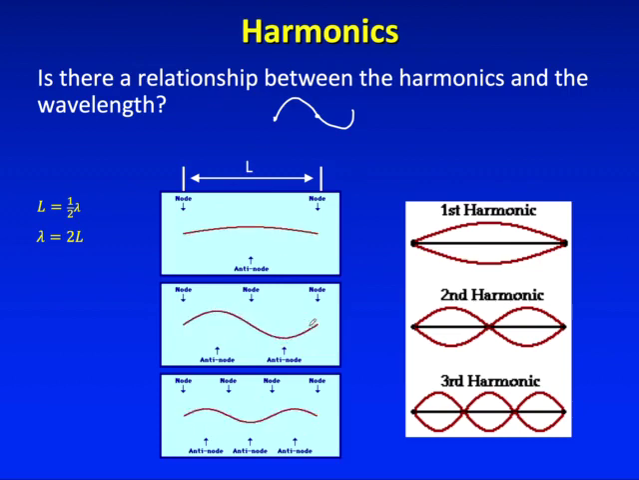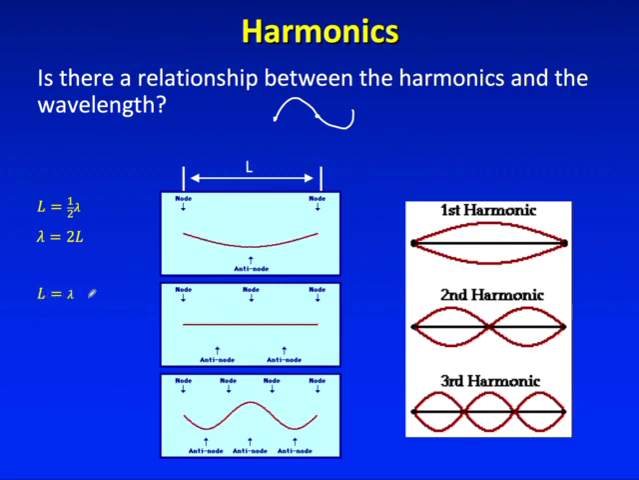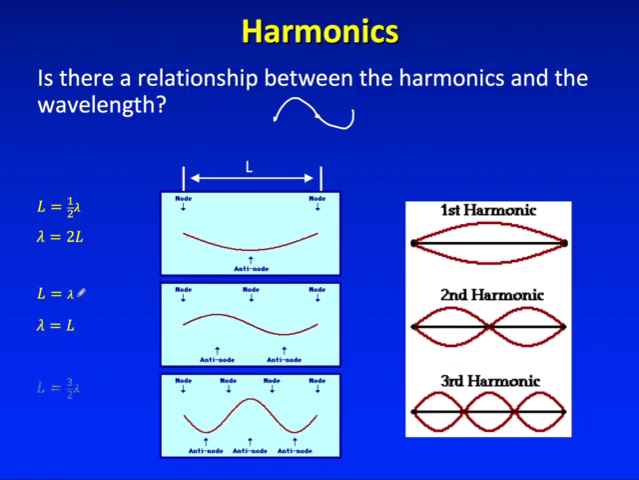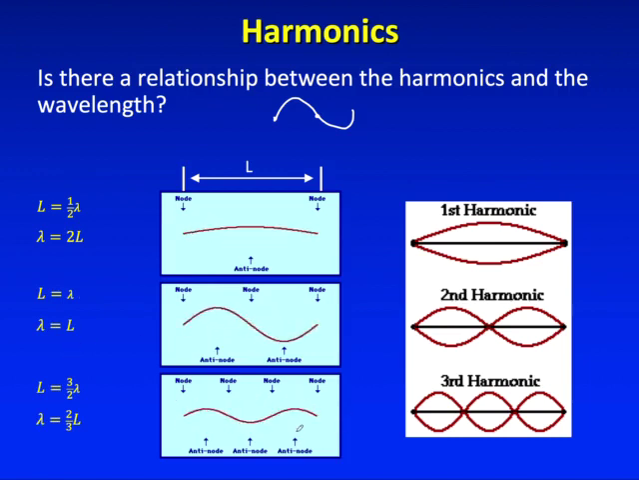For the second one here, you'll discover, oh look, this is exactly one complete oscillation, or one complete wavelength. So the wavelength is equal to L. And for the third one, that's 3/2 of the wavelength, or the wavelength is 2/3 of that distance L, for example from here to here would be one wavelength.